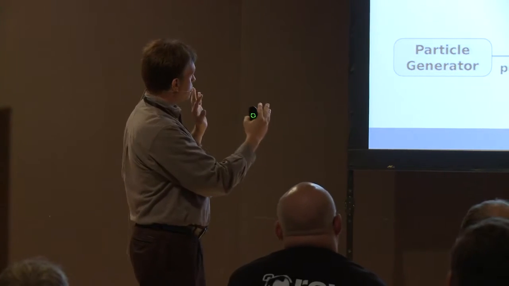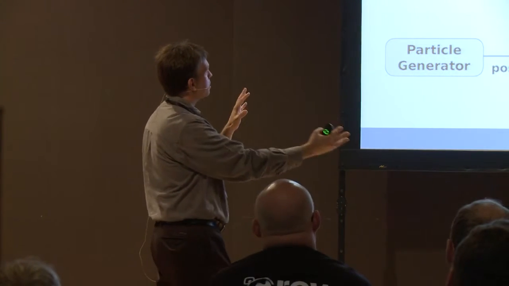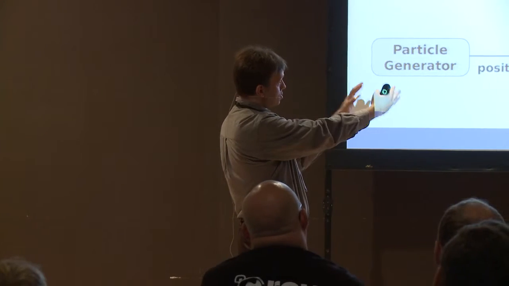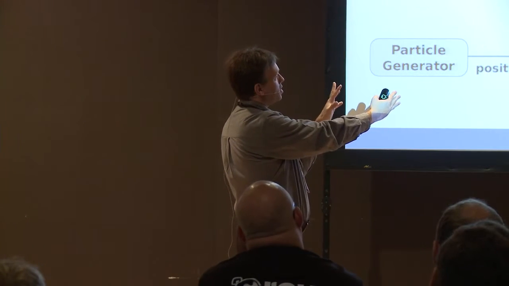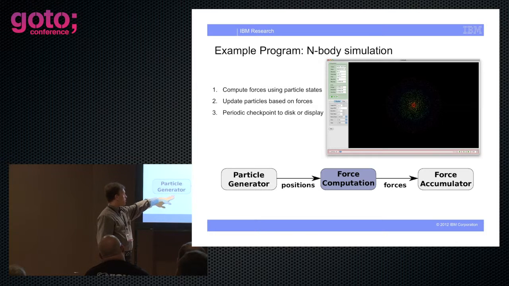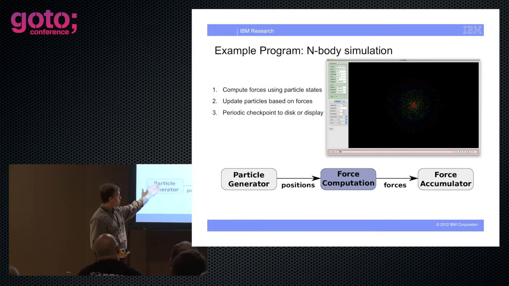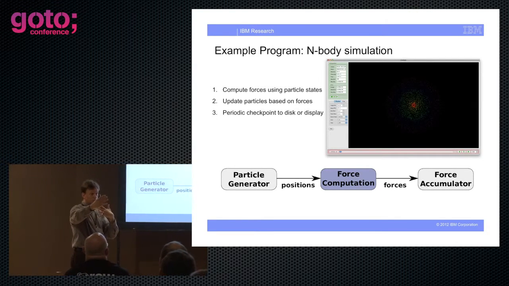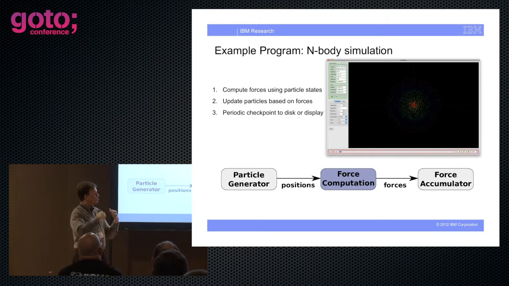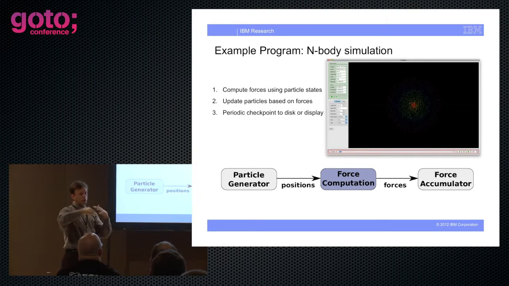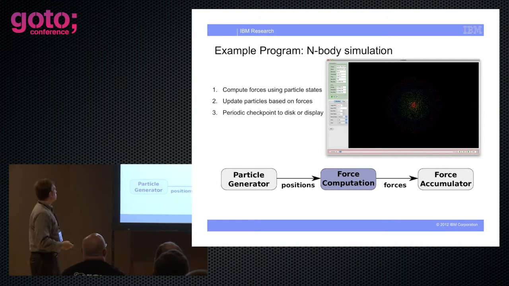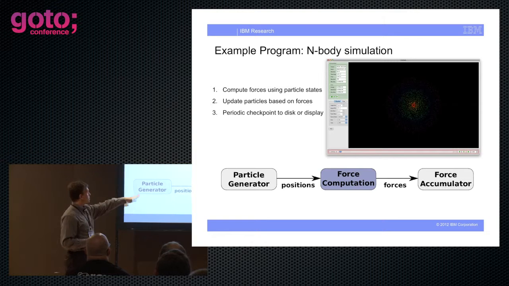And so there's basically 3 steps in the calculation. You generate the positions of the particles. You compute the force on each particle. And this is the expensive part of the calculation. The naive algorithms are n-squared, so each particle affects every other particle. And then there's a force accumulator. Once you've computed all the forces, you sum them up, and then you move the particles to their new position and then repeat.